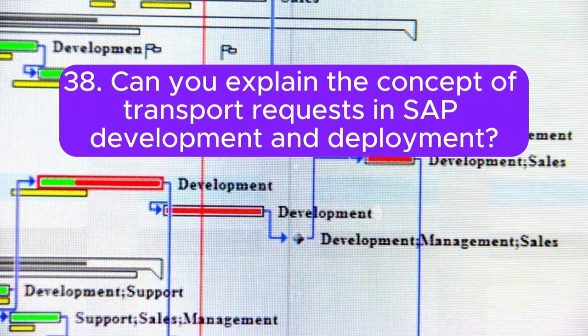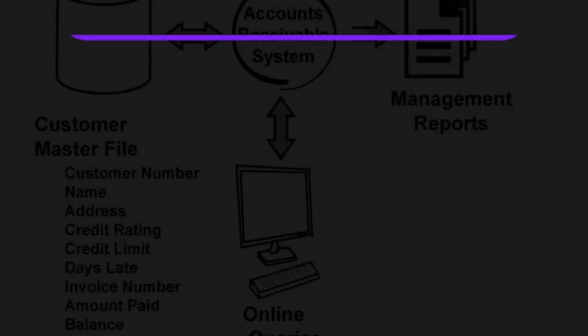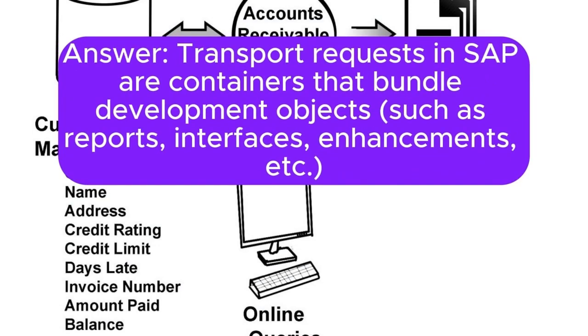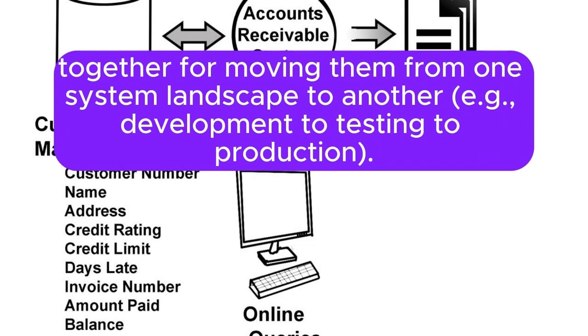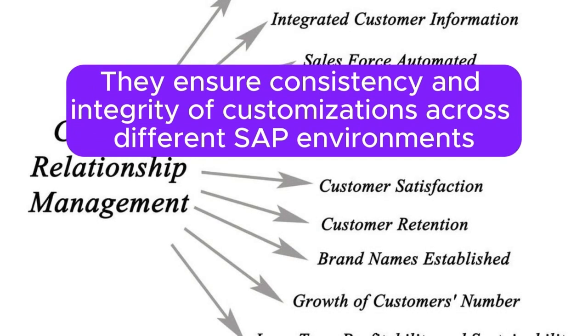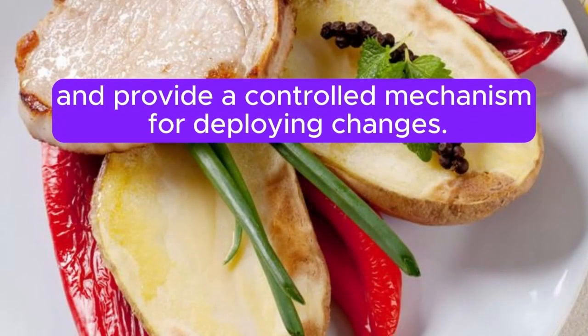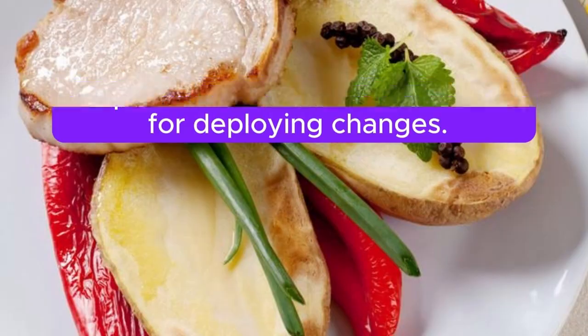38. Can you explain the concept of transport requests in SAP development and deployment? Answer: Transport requests in SAP are containers that bundle development objects such as reports, interfaces, enhancements, etc. together for moving them from one system landscape to another, for example, development to testing to production. They ensure consistency and integrity of customizations across different SAP environments, and provide a controlled mechanism for deploying changes.